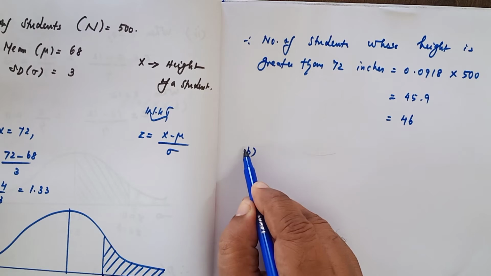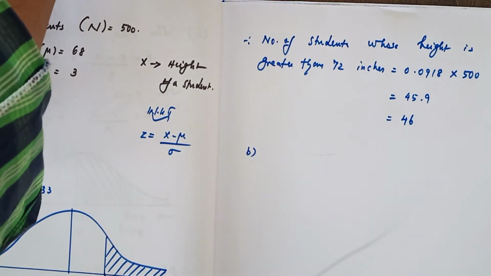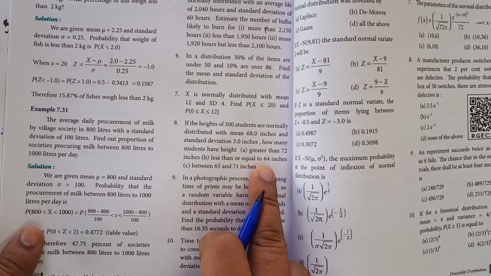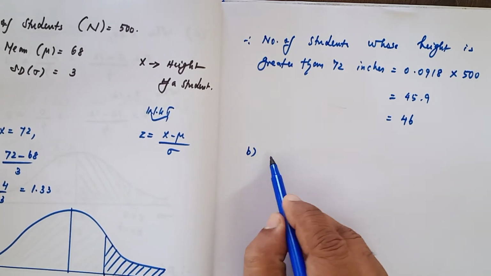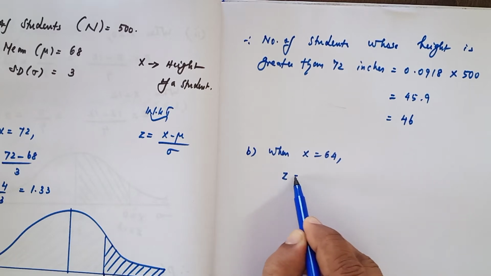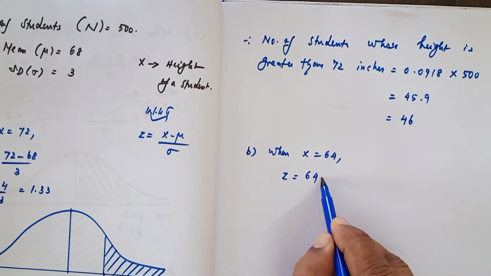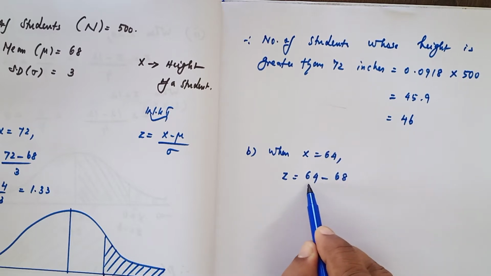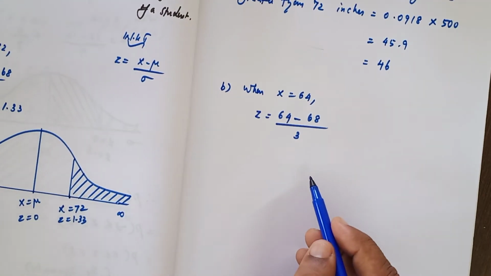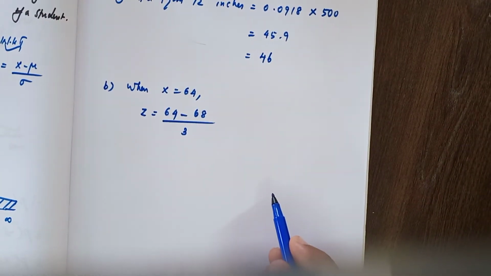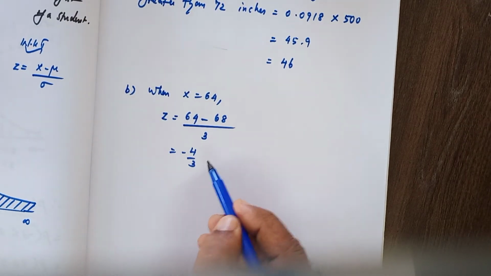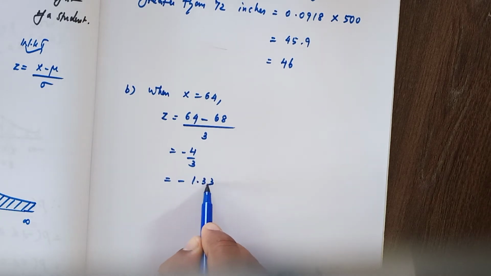Now subdivision 2, that is B. Refer the question here. Less than or equal to 64 inches. So x equal to 64. When x is equal to 64, you have to calculate z formula. X value 64 minus mu that is equal to 68 divided by sigma that is equal to 3. Mu here is 68, sigma 3. 64 minus 68 is equal to minus 4. Minus 4 by 3 is equal to minus 1.33.